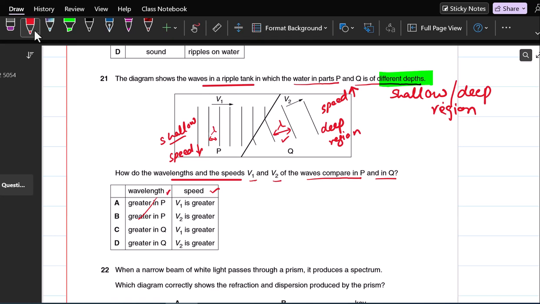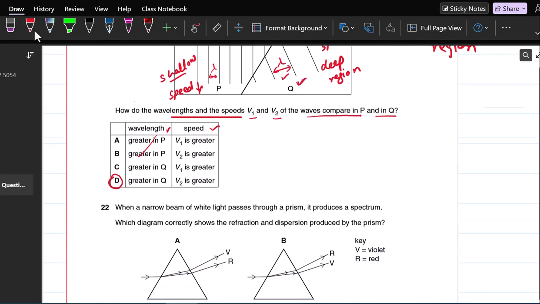And V1 is not greater, V2 is greater. Yes, D option is right. In that, here wavelength is greater in Q and speed is also greater, this one, V2. So we are done with this question.